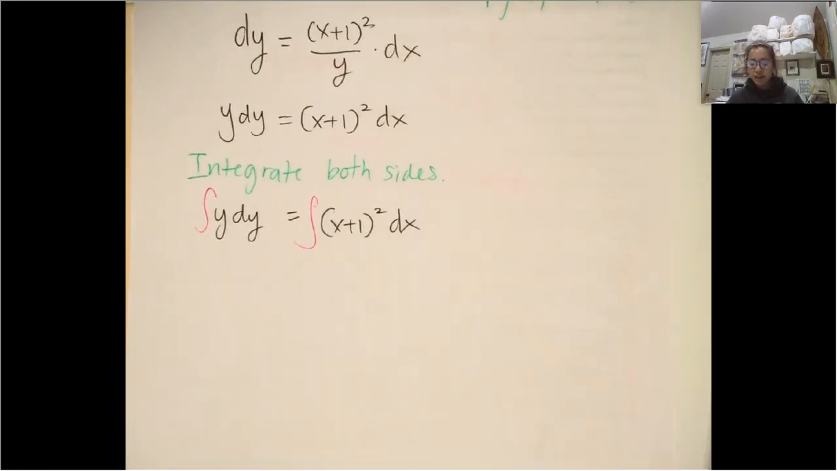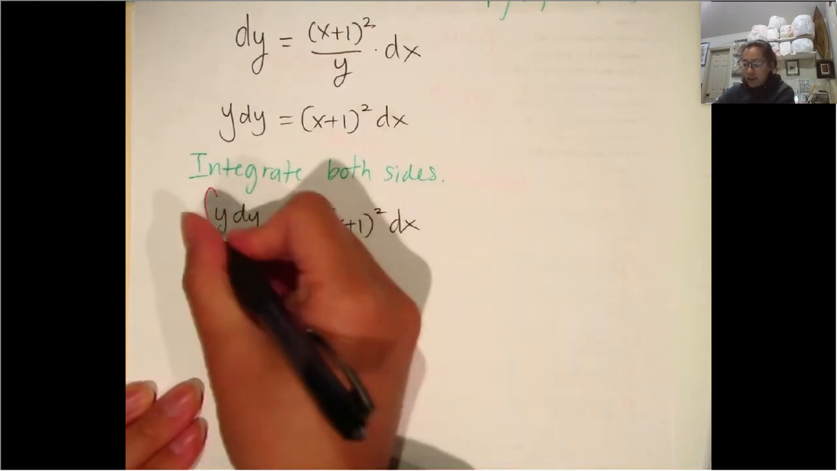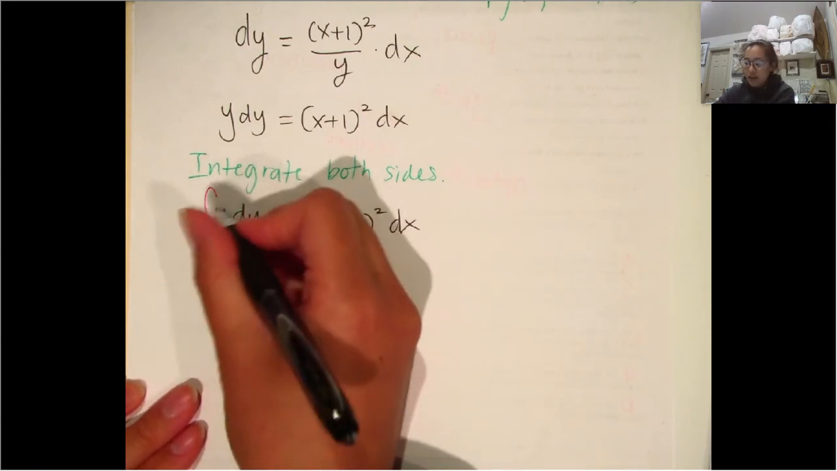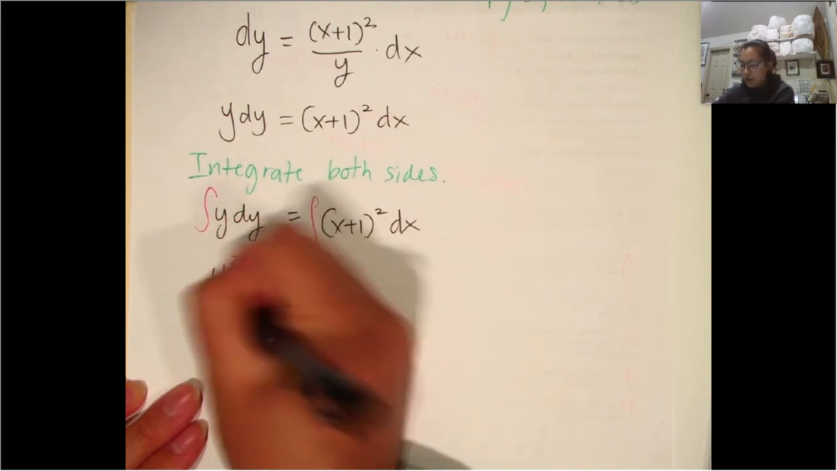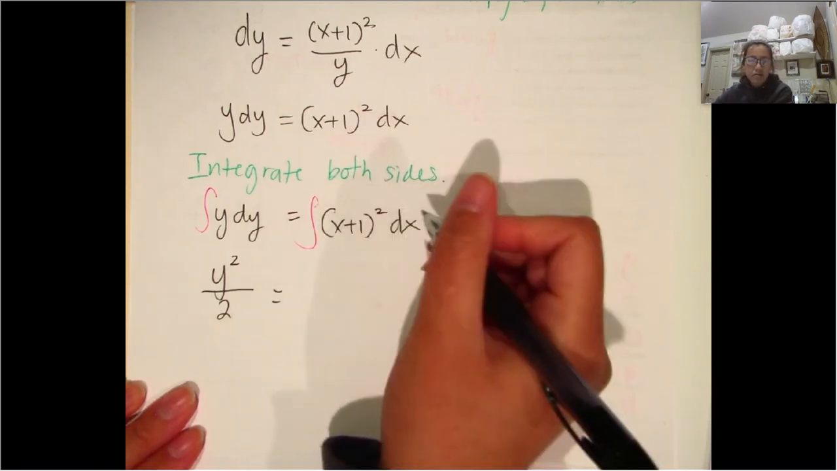Okay, and when you're integrating both sides, you're going to want to put a plus c on one side. You do not need to put it on both sides, just one side. So we'll integrate this side. The integral of y, we would use the power rule. Since this is y to the 1 power, we would do y to the 2 power over 2, so y squared over 2 equals, and then over here you've got to use u substitution.